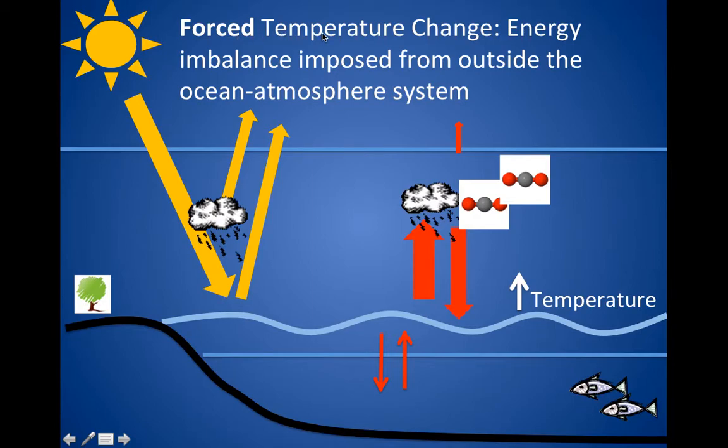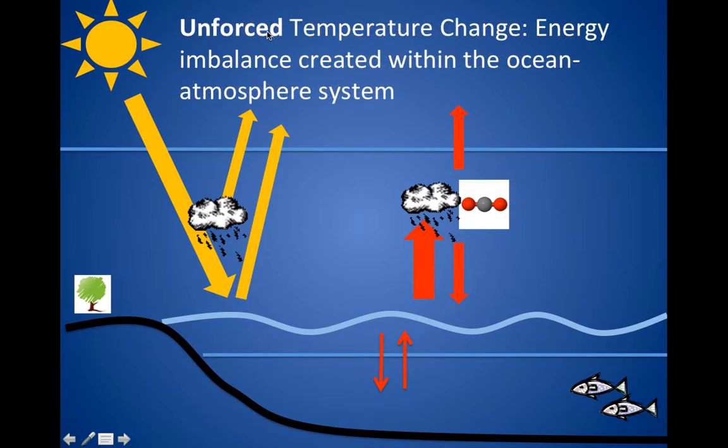And this is considered a forced temperature change because the ocean atmosphere system didn't create this imbalance by itself. It was imposed from outside the ocean atmosphere system. So humans are outside the ocean atmosphere system, and we put the greenhouse gases in, which cause the temperature to change. Another example would be if you were to turn up the sun, like we said in the last slide. That would also be a forced temperature change because the ocean atmosphere system didn't create the energy imbalance. It was imposed on the ocean atmosphere system from outside. So the sun getting brighter is also a forced temperature change.